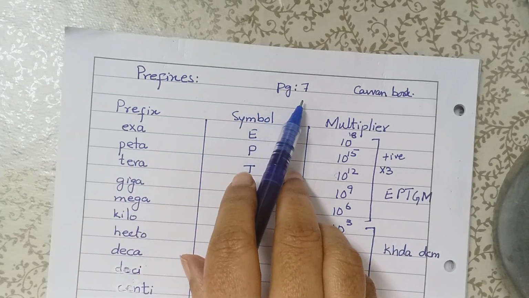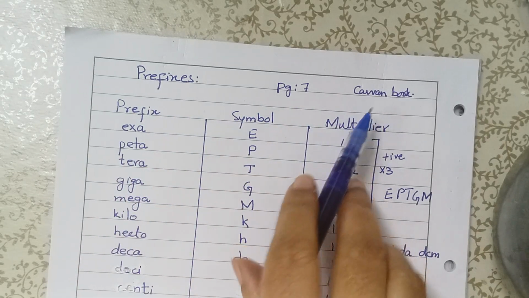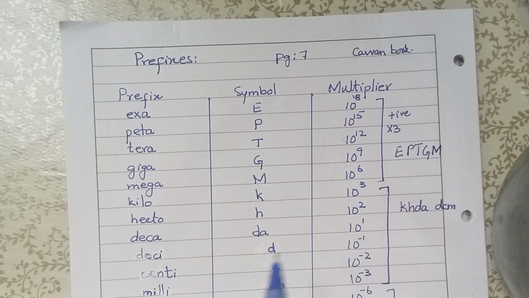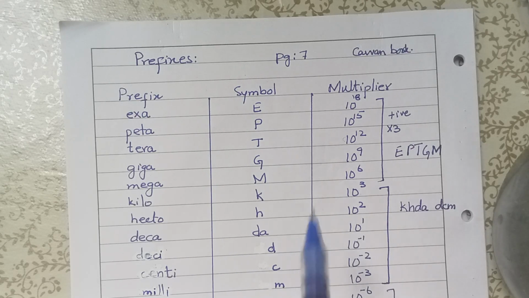The prefixes are on page number 7 of the Caravan book. According to that, I am discussing that table. You may find the table different in different books. Maybe on Google you will find a different type of table. But that is an easy table which can be used for the solution of any numerical and conversion.